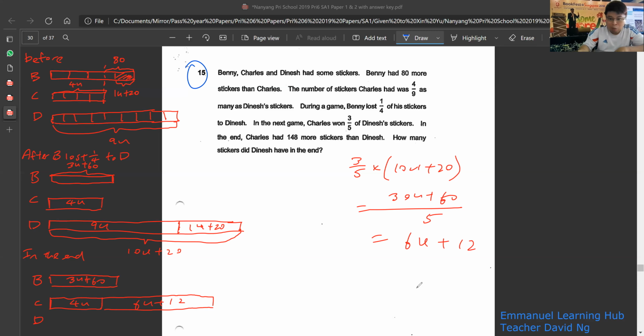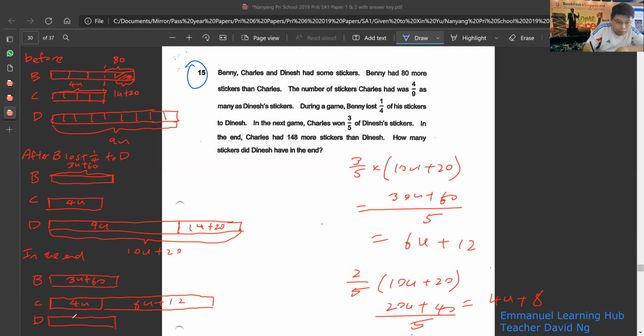Okay, then D, he lost how much? He lost 6U plus 12. So he left with 2/5, right? 2/5 of this, right? Yes. Okay, 20U plus 40 over 5. 20 divided by 5 is 4U. 40 divided by 5 is 8. 4U plus 8. Okay, this is 4U plus 8.